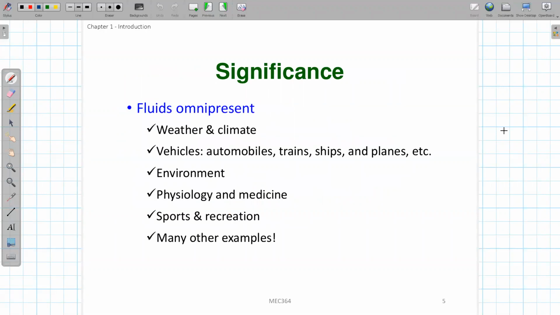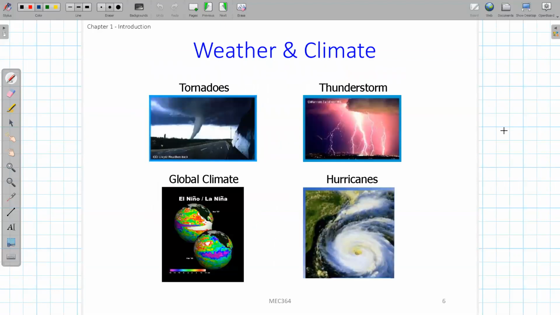And so why do we need to study fluid mechanics? Because we can see fluids all around. We can observe the motion of fluids everywhere, including the weather and climate. We can see the tornado, the thunderstorm, even global climate change and the hurricanes. All these are fluids, either gas or liquid.